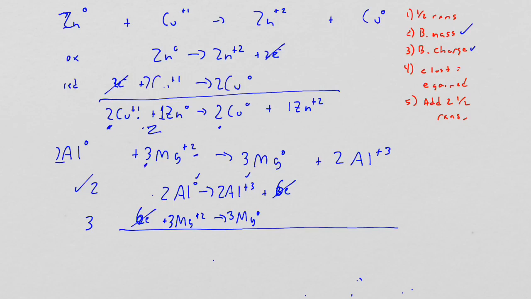3 times 2 is 6. 2 times 0 is 0. So the whole left-hand side has a charge of +6. On the right-hand side, 2 times +3 is 6. Right? And there's a 3 in front of the Mg, which is 0. And so this is now balanced for mass and charge.